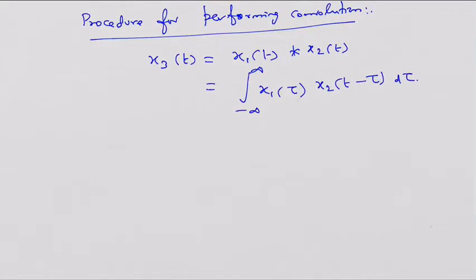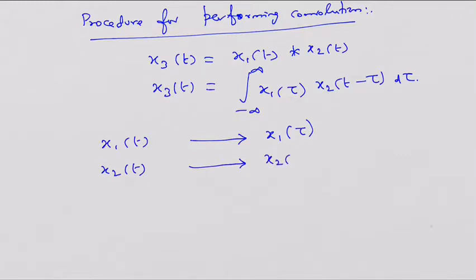Right? Here, to obtain the output using convolution, it is very evident x1 of t will be given. You are supposed to change the variable of the signal time index by tau in the first signal as well as in the second signal. Since x2 of t is given, when I change the variable, it will become x2 of tau. Right? There are two signals readily available now. The first process is change of time index.